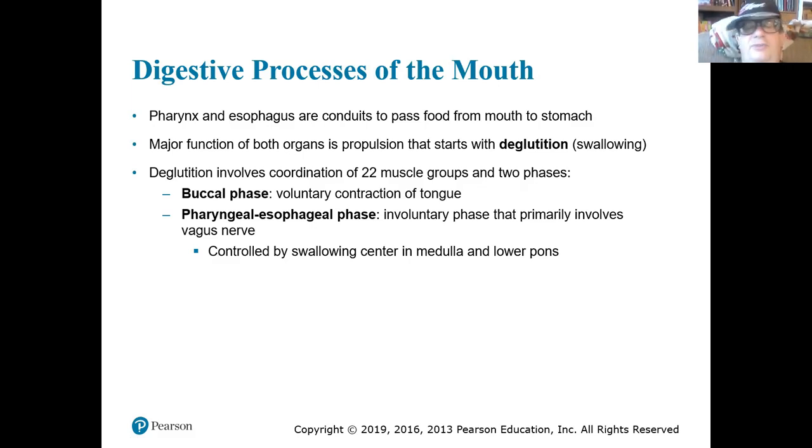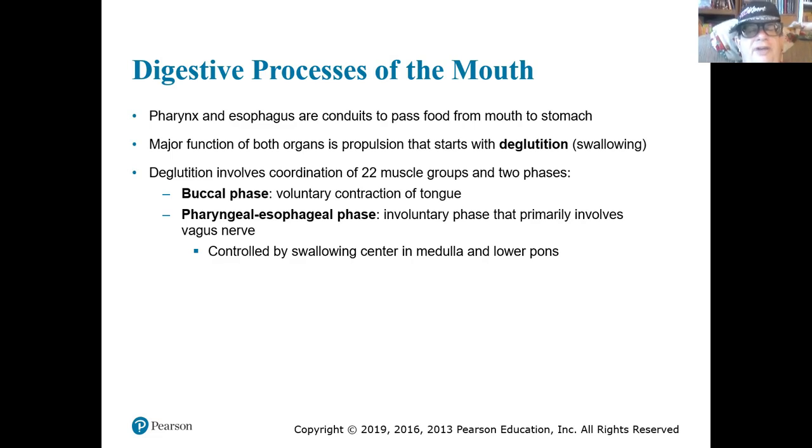Let's talk about digestive processes in the mouth, and then in the stomach, and then the intestine. So in the mouth, the pharynx and the esophagus are tubes to pass food to the stomach. The major function of both organs is propulsion, and that starts with swallowing. The fancy Latin-y, science-y way of saying swallowing is deglutition.